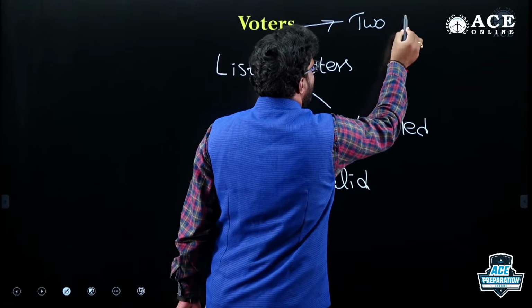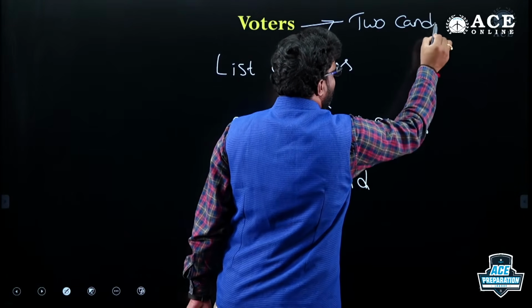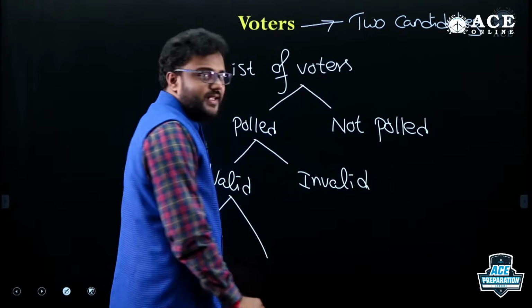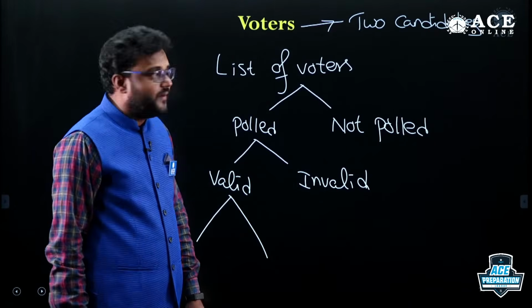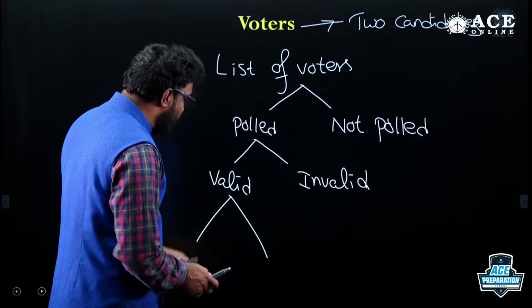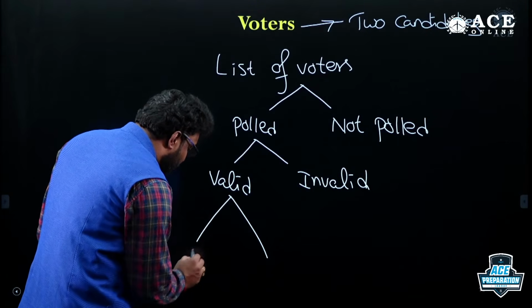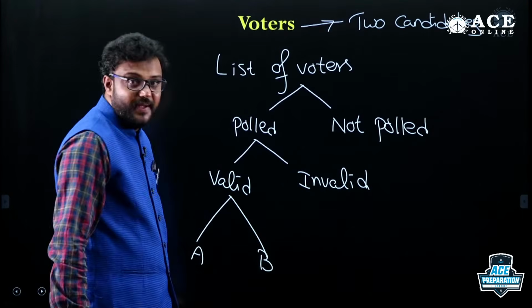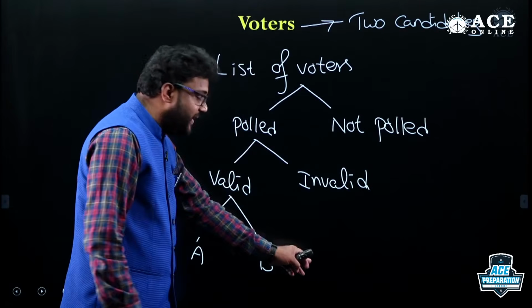Among valid, in general, from an exam percentages point of view, they are giving only regarding 2 candidates. Only 2 candidates are participating. Practically, we may see 10 candidates, 5 candidates like that also. But in questions, they are giving 2 candidates only most of the time. Only 2 candidates are maybe representing the party. So here, if it is only 2 people, A and B, these valid votes are given for A and B. If 3 people are there, then A, B, C, like that.